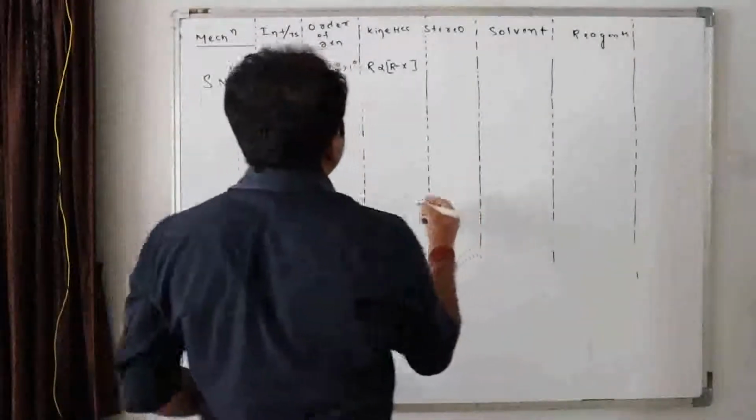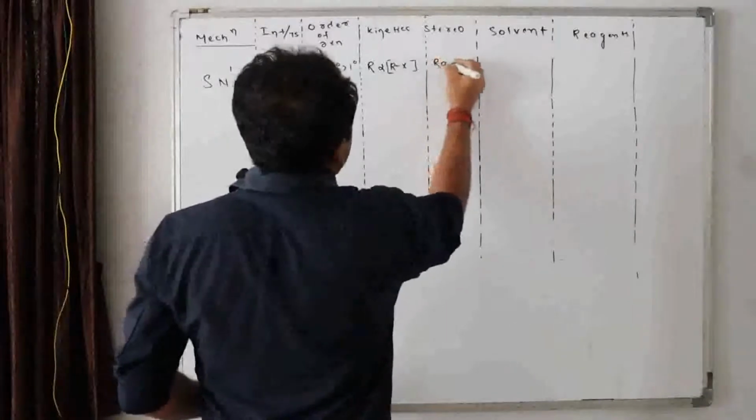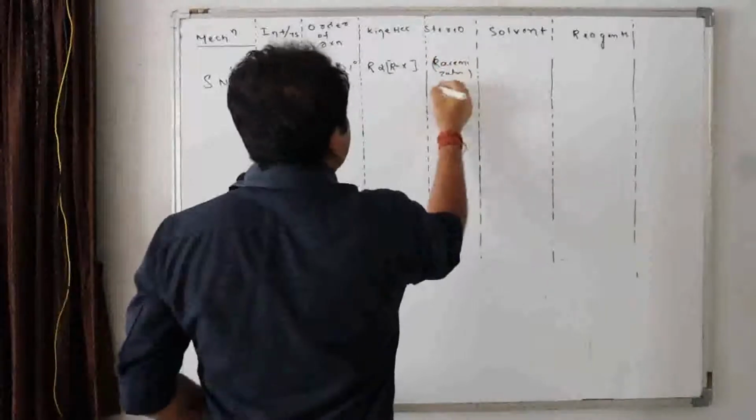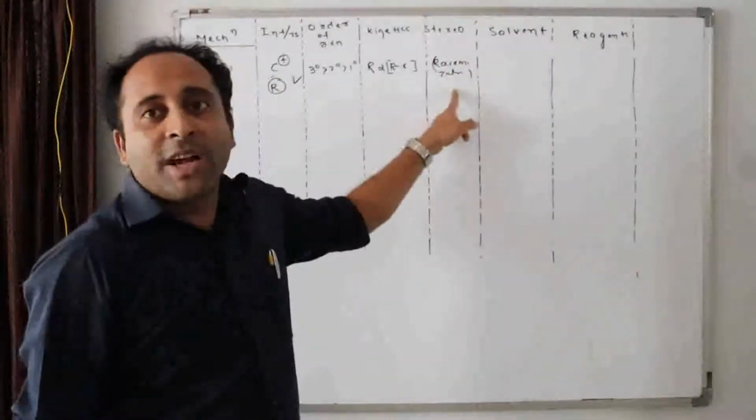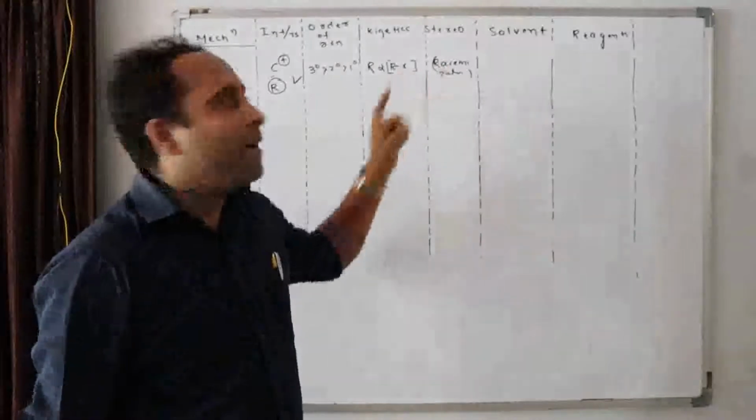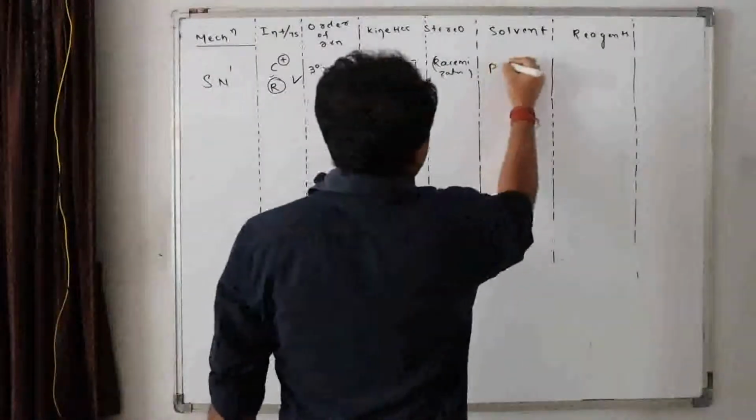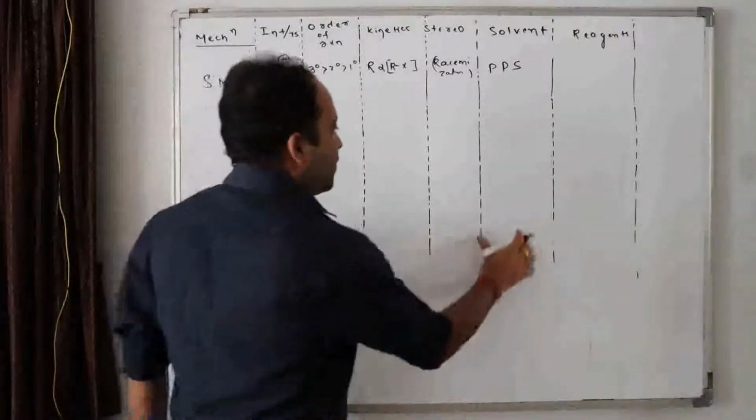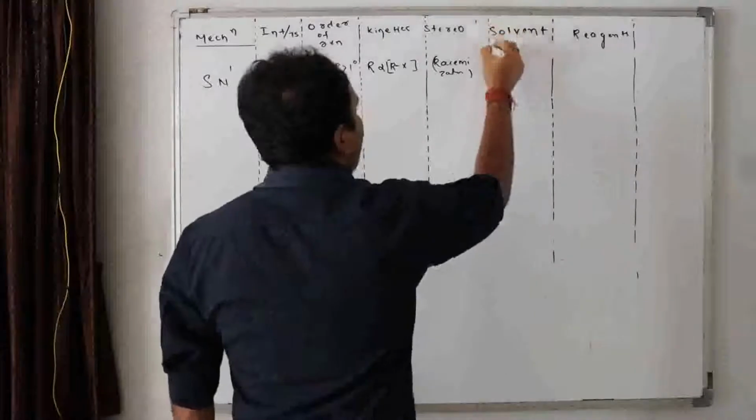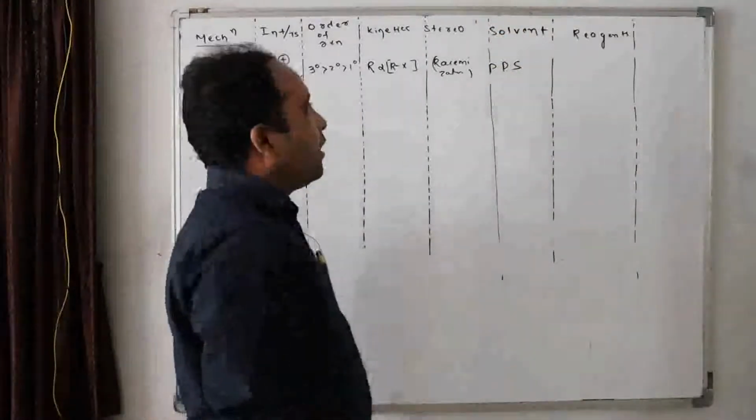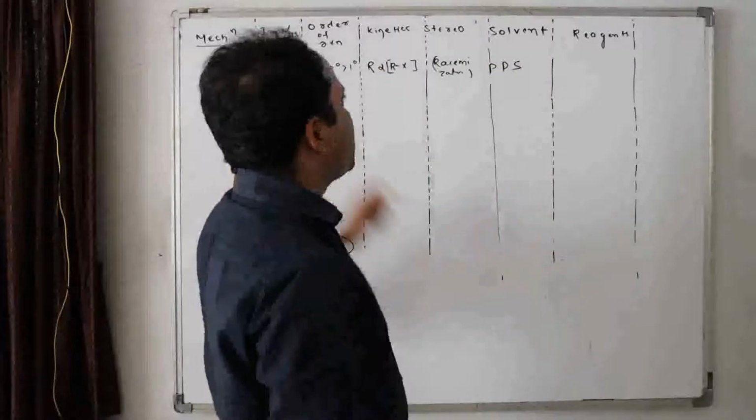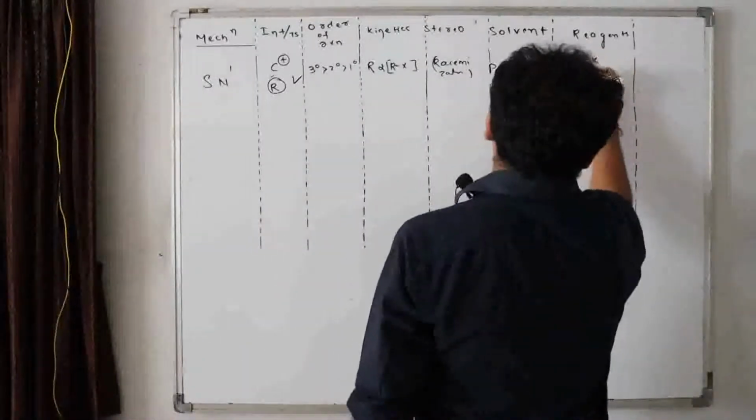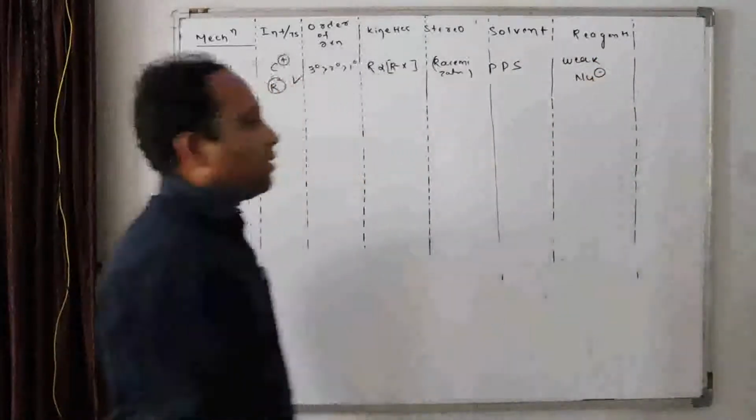Now, what is the stereochemistry here? Here we know racemization occurs, isn't it? Meaning inversion and retention products both are formed, and we know that the inversion products are dominant. What is the solvent used here? Polar protic solvent. Do you remember? Clear? What are the reagents in case of SN1? Here we use a weak nucleophile. Weak nucleophile is used. Easy?